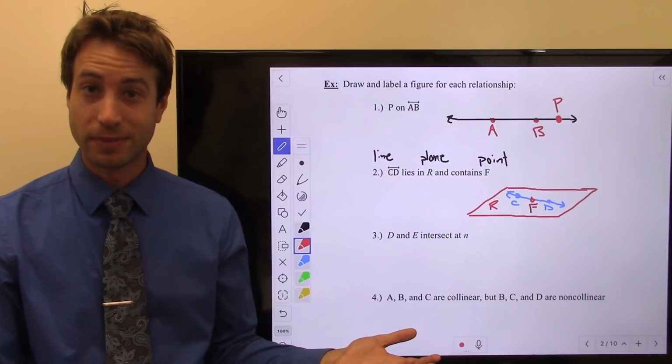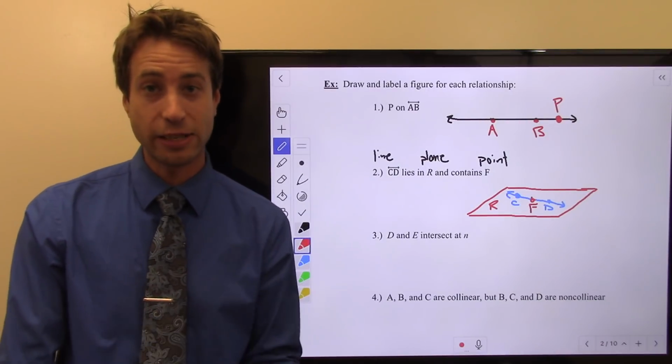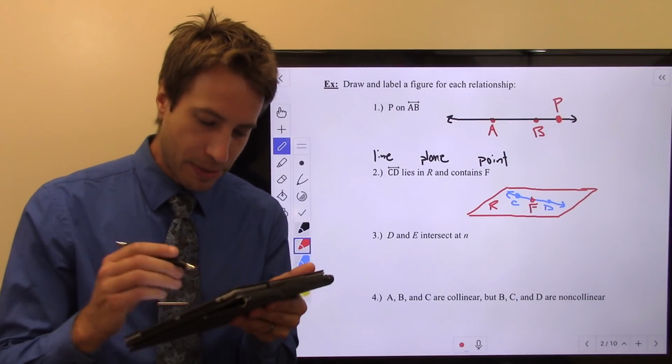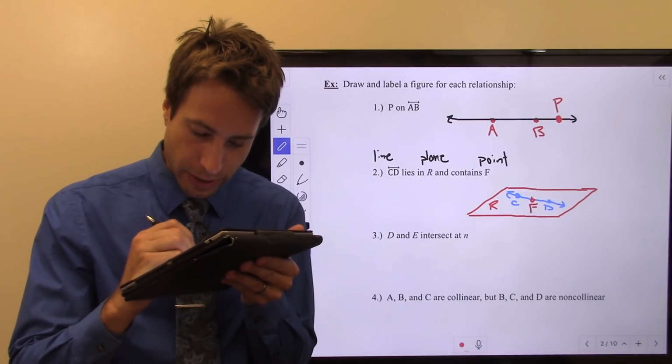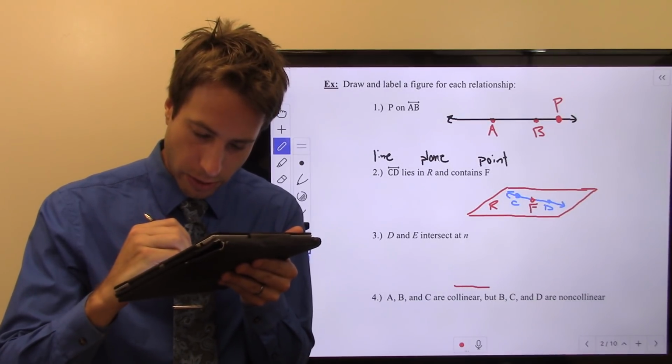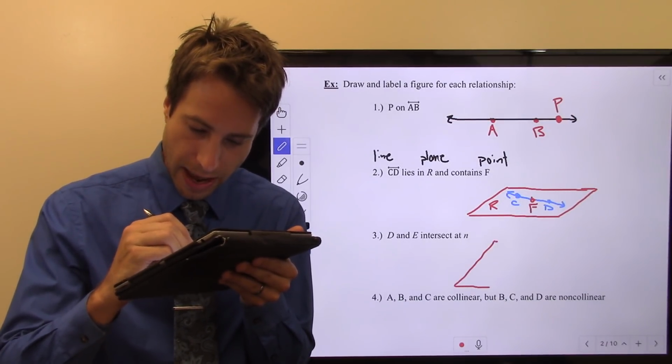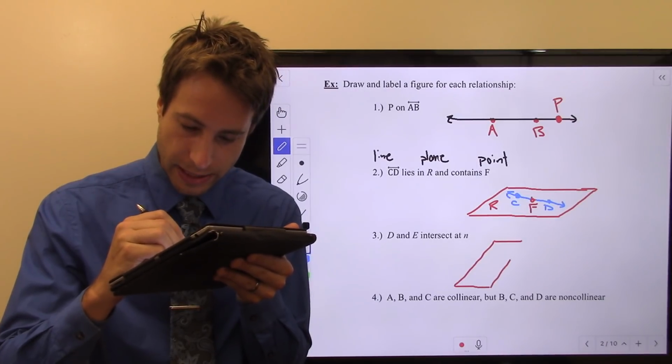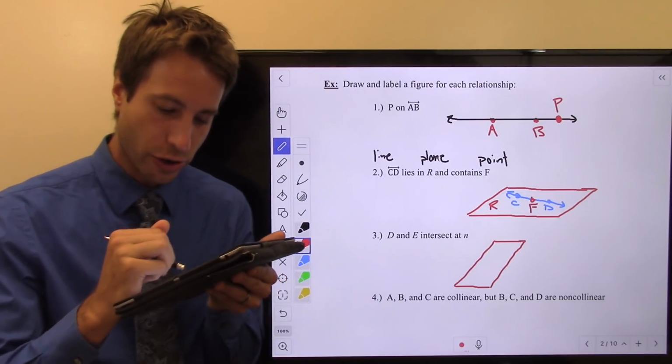It's a line. So these two planes will intersect each other at a line. Let me show you. Let's see if I can do this. Again, drawings are a little tricky. You won't ever be graded, with the exception of constructions, on your drawings.